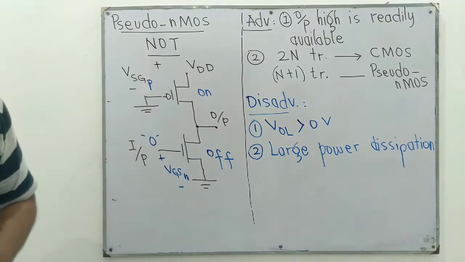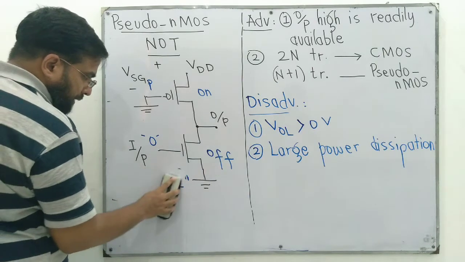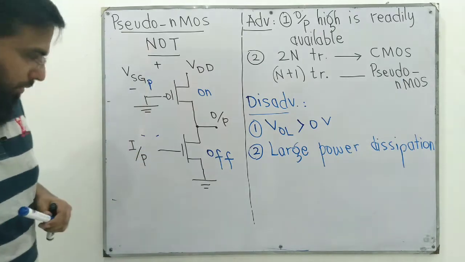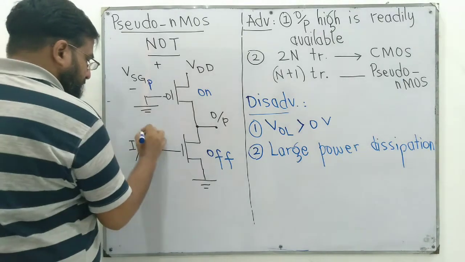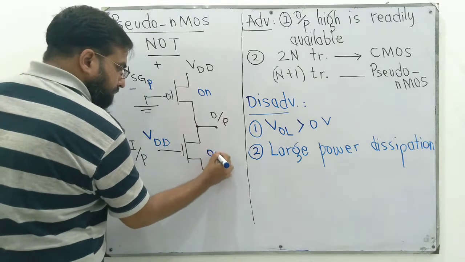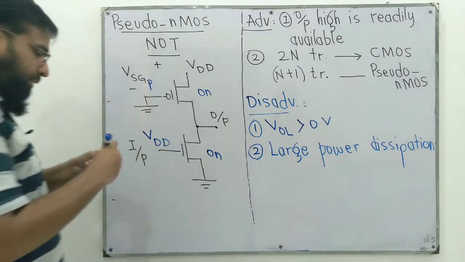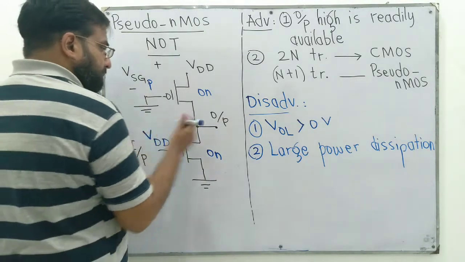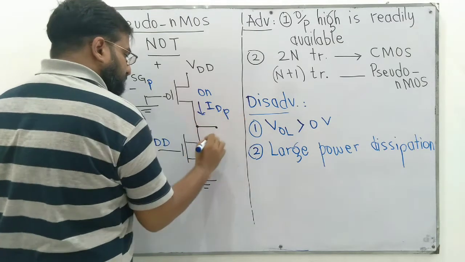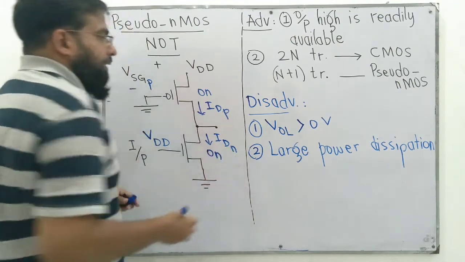That looks fine, but there is a small issue when the input is equal to VDD, logic 1. This transistor turns on. This transistor is already on, it's always on. This means there is a current IDP flowing, and there will be a current IDN flowing.